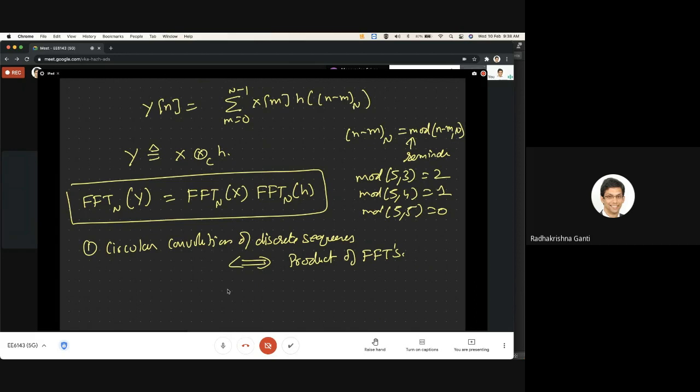What I wanted to take from this whole thing is, forget about the formulas. Essentially, what is circular convolution? Circular convolution is nothing but you repeat one of the sequences to the left and the right, and then you do linear convolution. That is called circular convolution. And when you do circular convolution, the FFT of the output is nothing but the product of the FFTs of both the sequences. Any question? Why this is important will become clear. This is one of the very important things.